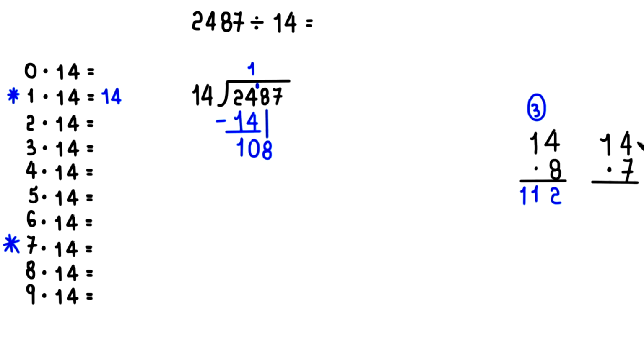What is 7 times 4? 28. I write 8 here and the 2 goes up here. What is 7 times 1? 7. Plus 2? 9. So what's the result? 98. Okay, Erica, how many times does 14 go into 108? 7. So I write 7 here. 7 times 14, as we saw, is 98.